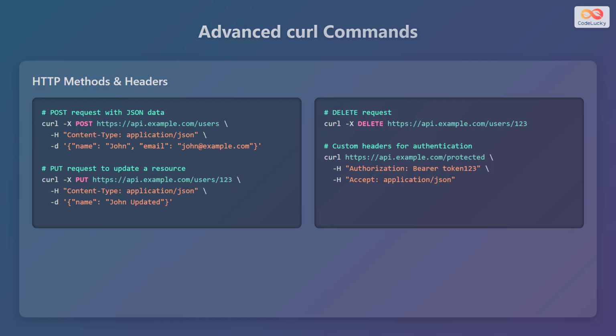For custom headers for authentication, type curl followed by the application programming interface endpoint, add the header authorization, bearer token 123, and accept, application/JSON.